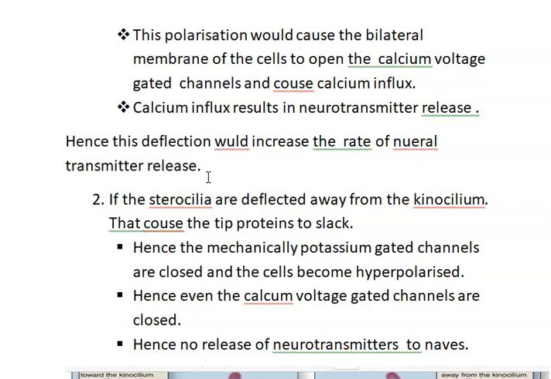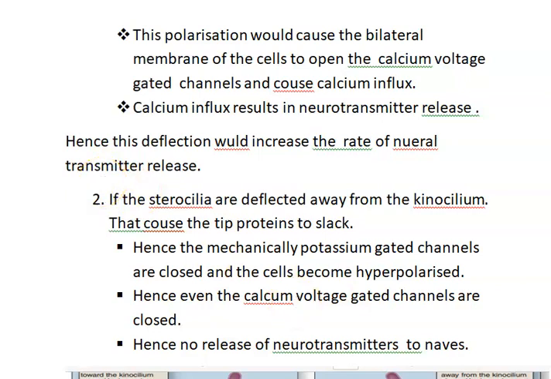Yes, so they will be received, and now information will be sent through those branches, the vestibular branches of cranial nerve number 8, and taken to the brain, where the information will be interpreted. So in summary, what we need to remember is that when the stereocilia are deflected toward the kinocilium, that increases the rate of neurotransmitter release.